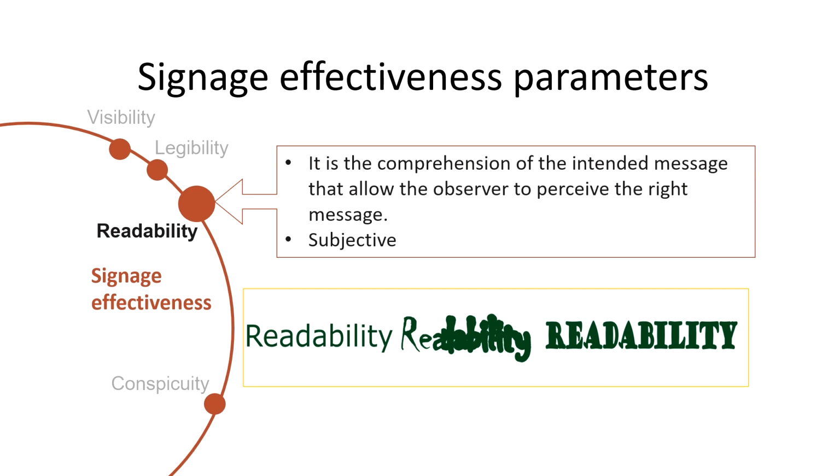Now, readability also involves the ease with which the message conveyed by the sign can be comprehended by the observer. It is about assuring that the words and symbols used in the sign make sense and can be easily understood. For instance, a sign with straightforward language is more readable than one with complex or ambiguous wordings.